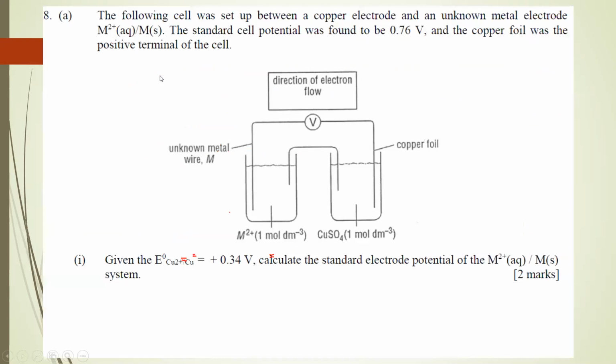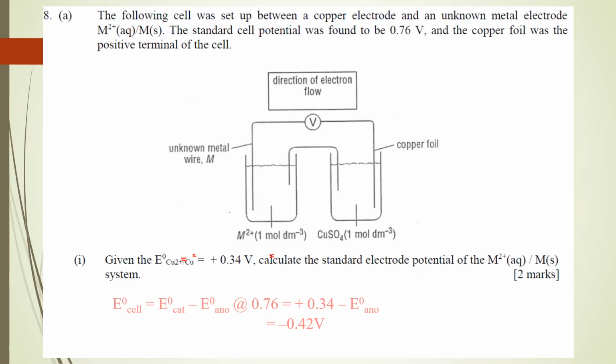Question number 8 goes like this. The following cell was set up between a copper electrode and an unknown metal M2+/M. The cell potential was found to be 0.76, and the copper foil is the positive terminal of the cell. That means the unknown metal is the anode of the cell. Number 1, given the E naught value of Cu2+/Cu is positive 0.34, calculate the standard electrode potential of M2+/M in the system.